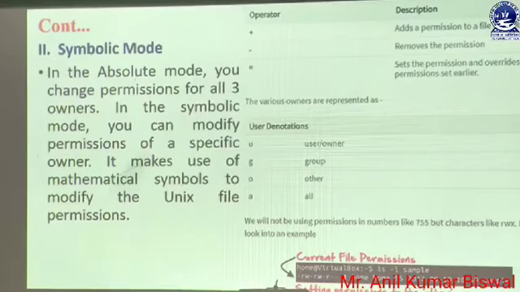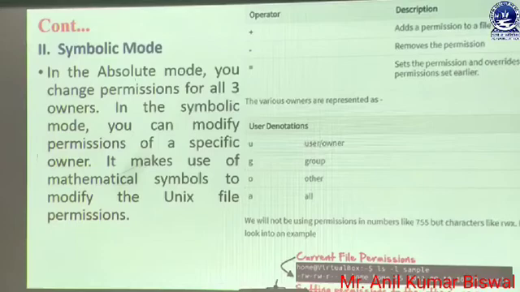Next we are learning here the different ways of representation of symbolic mode. Here in the absolute mode you change the permissions for all 3 owners. If a user wants to put some permissions for the 3 types of owners we have generally, what are the different types of owners? U means the user or owner, G means the group, O means other, and A means all types of owners are getting the permission to access it. But here in the symbolic mode you can modify the permissions of a specific owner. That means you never try to change all types of permissions in this file or Unix system. In that moment it makes use of mathematical symbols to modify the Unix file permissions. According to those symbols we can manipulate or maintain our Unix file systems or directory management systems.